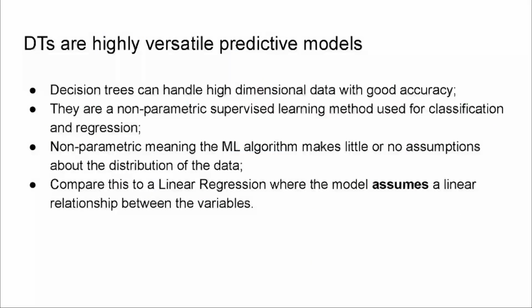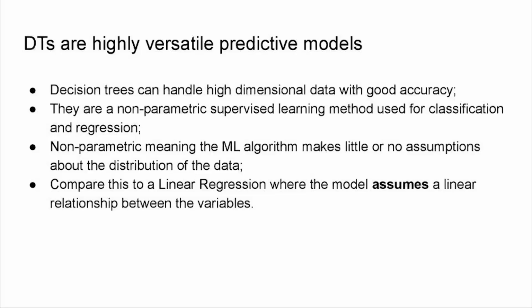Decision trees are highly versatile predictive models. They can handle high-dimensional data with very good accuracy. They are a non-parametric supervised learning method used for classification and regression, and by non-parametric we mean that the algorithm makes little or no assumptions at all about the distribution of the data.